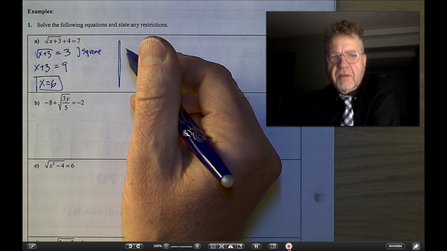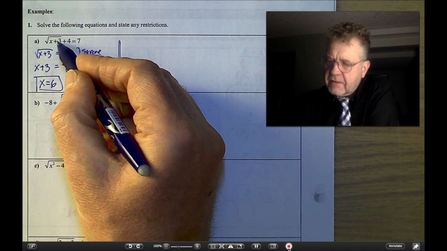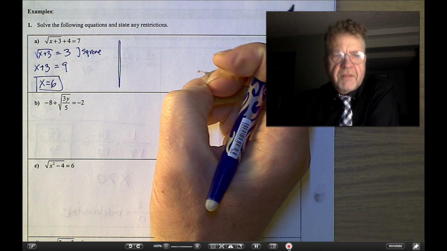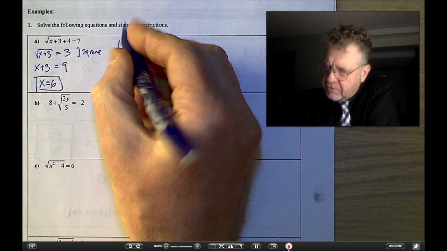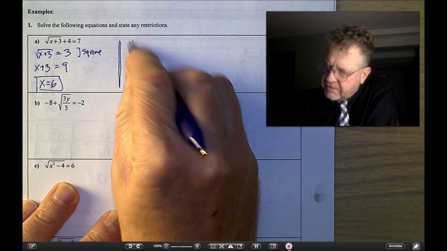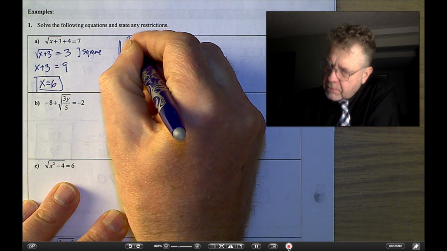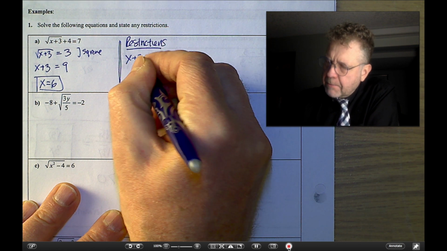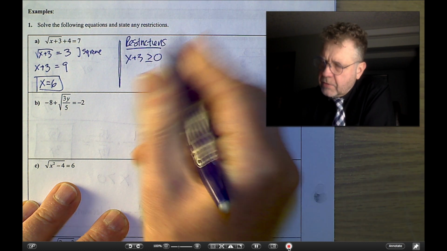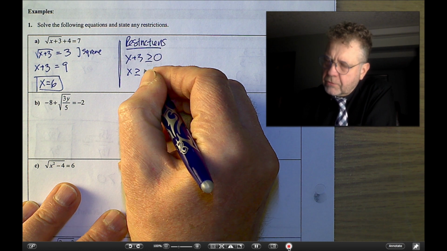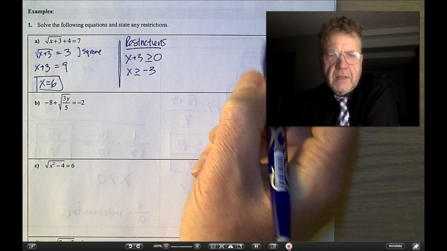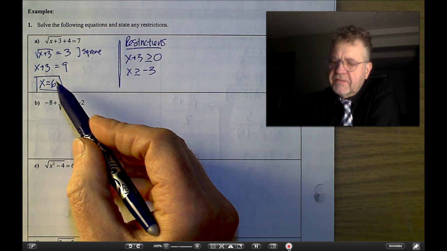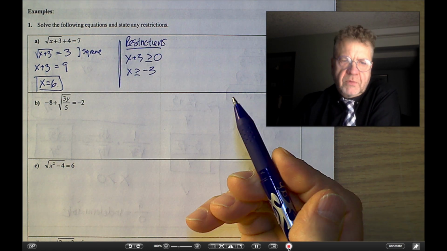So what is the restriction? Well, the restriction is that the value inside the radical sign, the radicand, x plus 3, must be greater than or equal to 0. Can't be negative. So I'm going to write this in here as restriction: x plus 3 must be greater than or equal to 0. In other words, x must be greater than or equal to negative 3. Is it? Is x greater than or equal to that? It is. So that tells us that this is a reasonable answer compared to what our restrictions are.